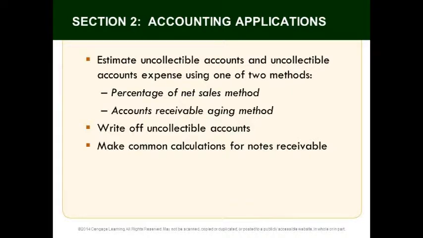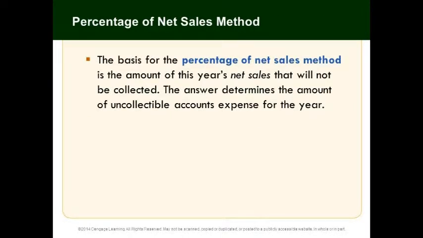And you have two different choices. You can do the net sales method or the accounts receivable method. The percentage of net sales method is pretty straightforward. There's another slide coming up that I'll show you in a minute. It's the amount of this year's net sales that you think you're not going to be collecting on, and that sets the precedent for the expense in next year's budget as well as correcting for this year's.